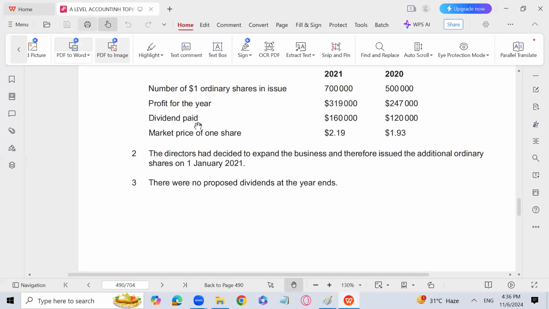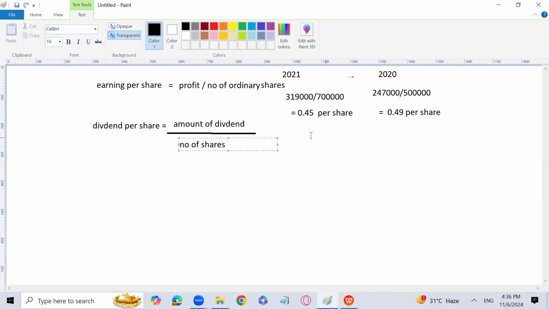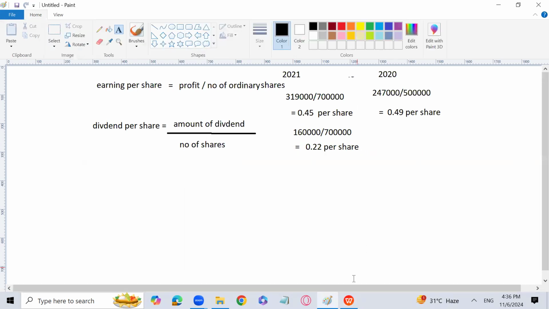So let's see. For 2021, the dividend paid was 1,60,000 and number of ordinary shares is 7 lakh. So let's calculate it. 1,60,000 divided by 7 lakh. So what is going to be the dividend per share? 0.22 per share is the dividend per share for 2021.